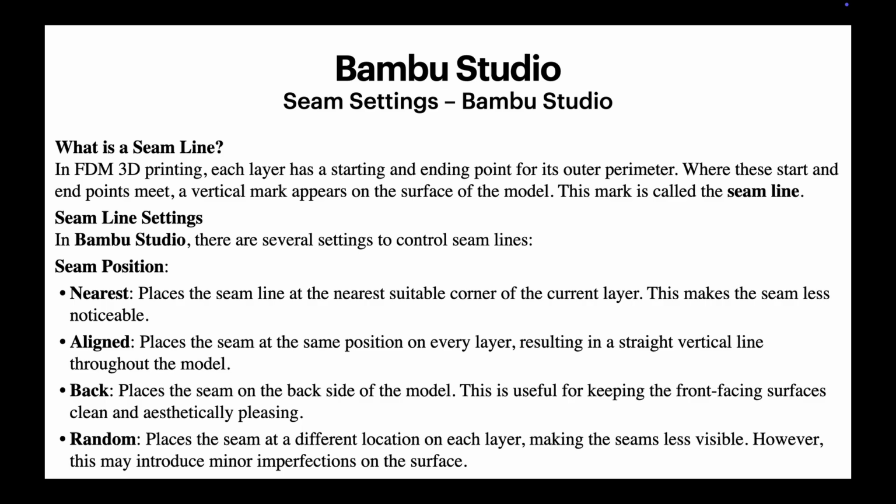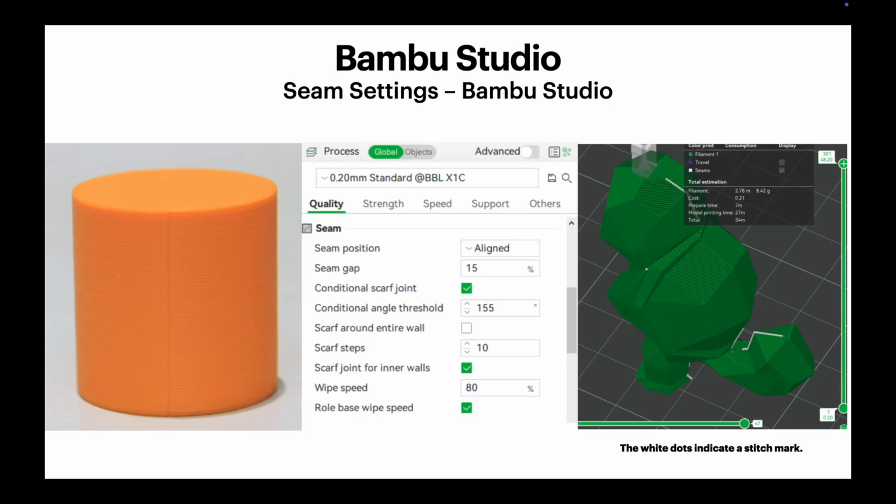Aligned places the seam at the same position on every layer, creating a visible vertical line. Back places the seam on the back side of the model, ideal for keeping the front-facing side clean. Random places the seam at different locations on each layer, making it less visible but possibly introducing small surface imperfections.